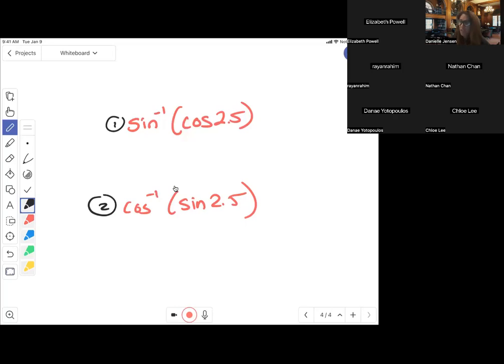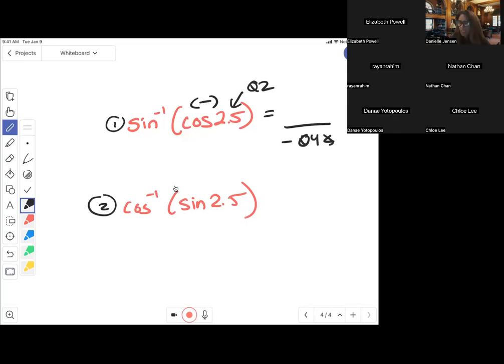Quadrant 2. So if this is in quadrant 2, is cosine of a quadrant 2 angle positive or negative? Negative. So I'm doing inverse sine of a negative ratio, and that will tell me what quadrant I want my answer to be in. Quadrant 4. Yeah, based on the range of inverse sine, if you're doing inverse sine of a negative ratio, I want a negative quadrant 4 angle. So ultimately, that's what my answer needs to be.